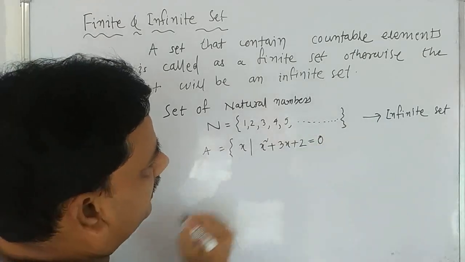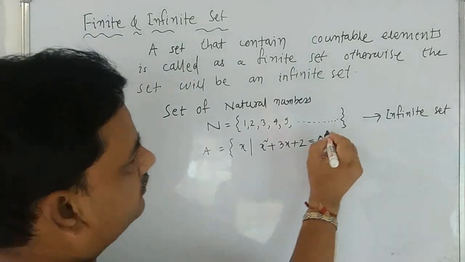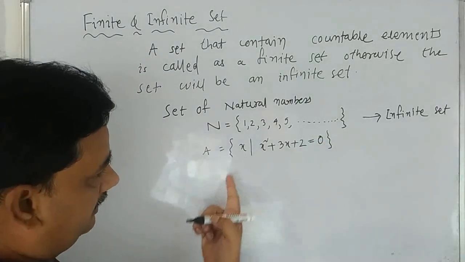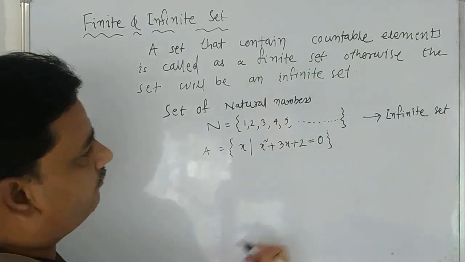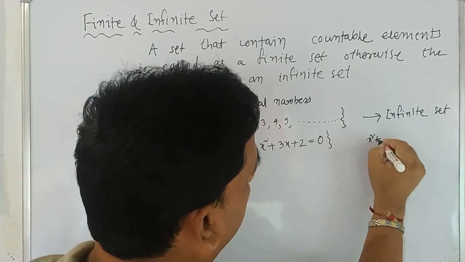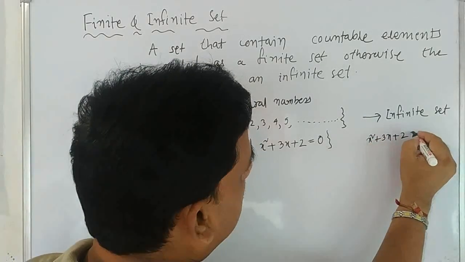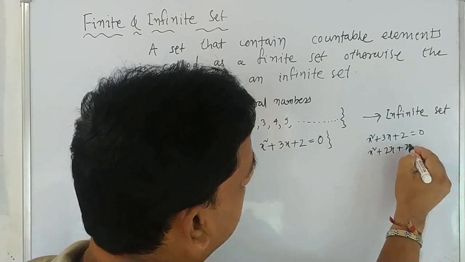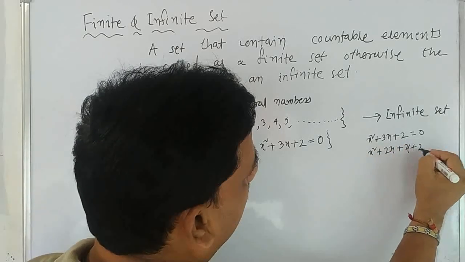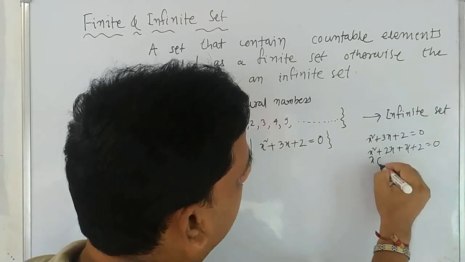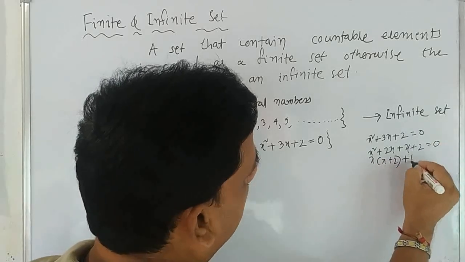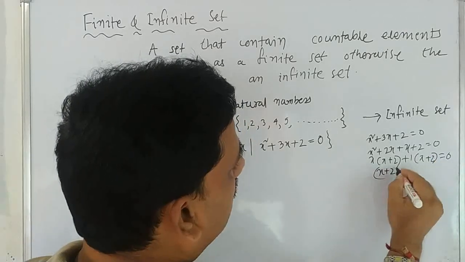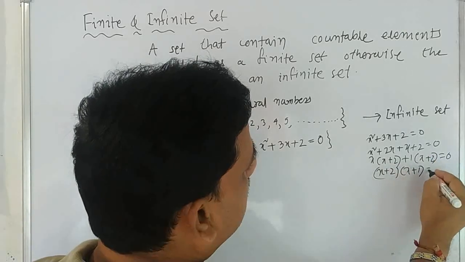Okay, x square plus 3x plus 2 is equal to 0. So let us convert it into roster form. Here you will get x square plus 2x plus x, splitting the middle term, plus 2 is equal to 0. x common: x plus 2, plus 1 common: x plus 2, is equal to 0. So (x plus 2) into (x plus 1) is equal to 0.